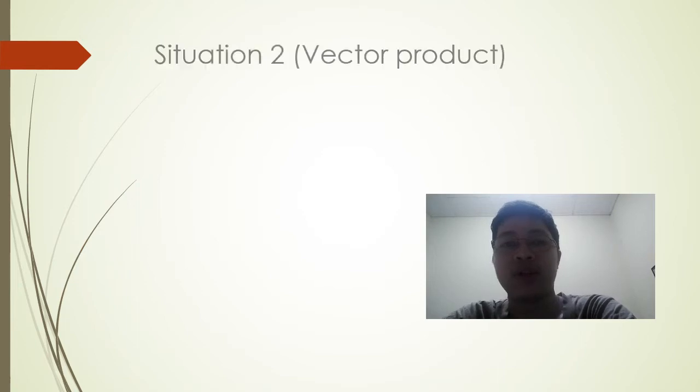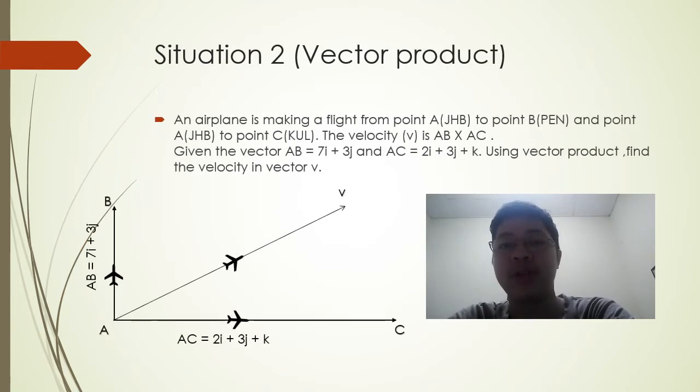Okay, for the last question, an aeroplane is making a flight from point A, which is JHP, to point B, PEN, and from point A, JHP, to point C, KUL. The velocity v is AB times AC. Given the vectors AB equals 7i plus 5k and AC equals 2i plus 2j plus k, using vector product, find the velocity vector v.